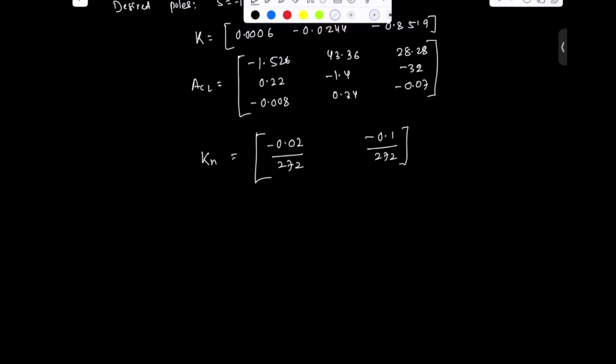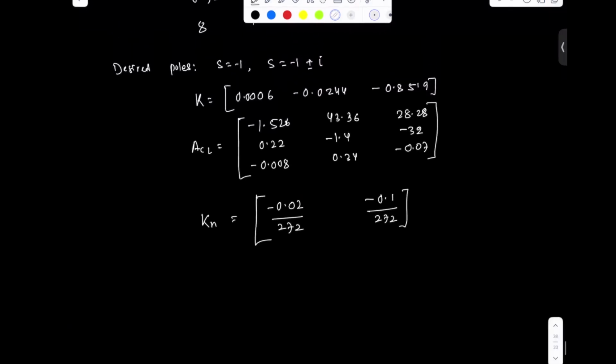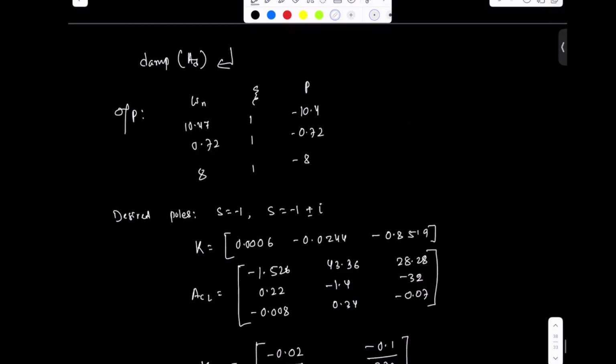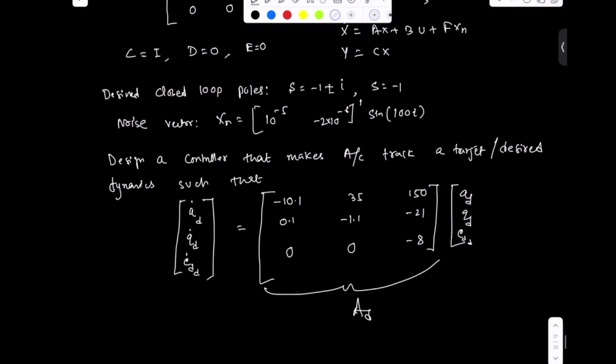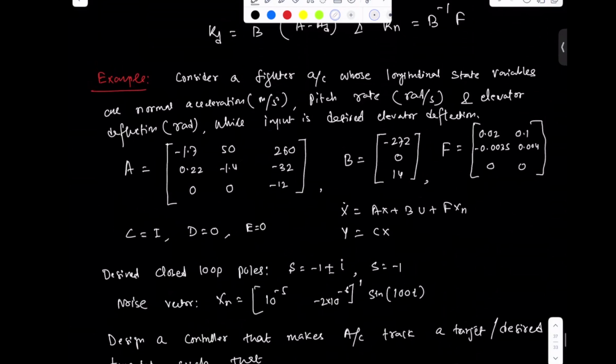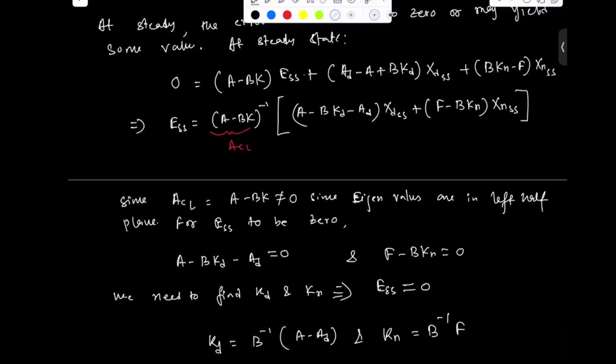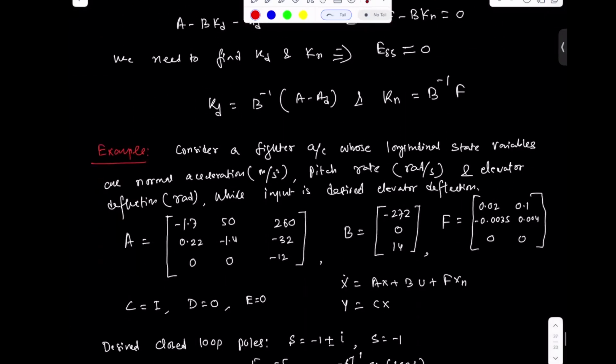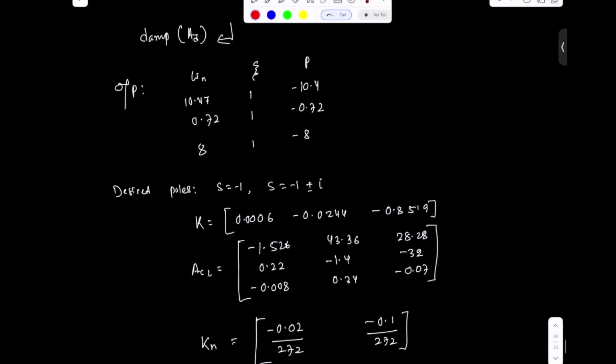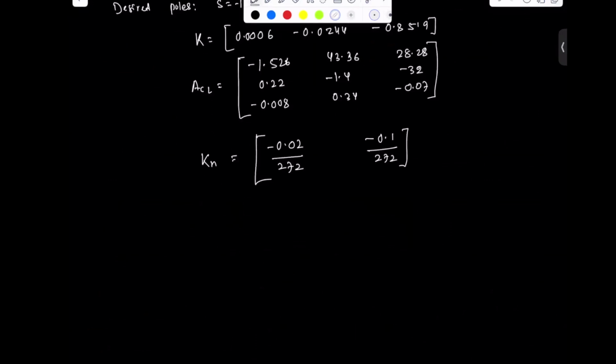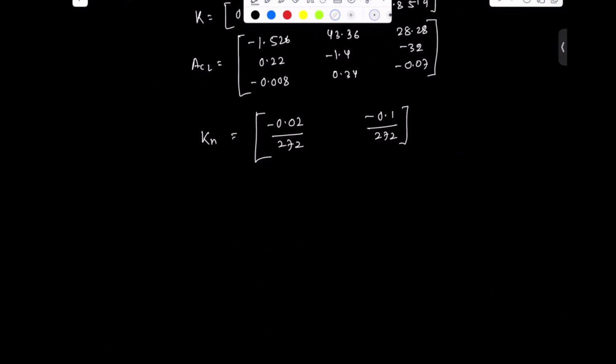Now, here the challenging part is this last part, right? This is the one we have to work on now. So let's start with how we can work on that. Here we need to find the feed forward gain matrix.